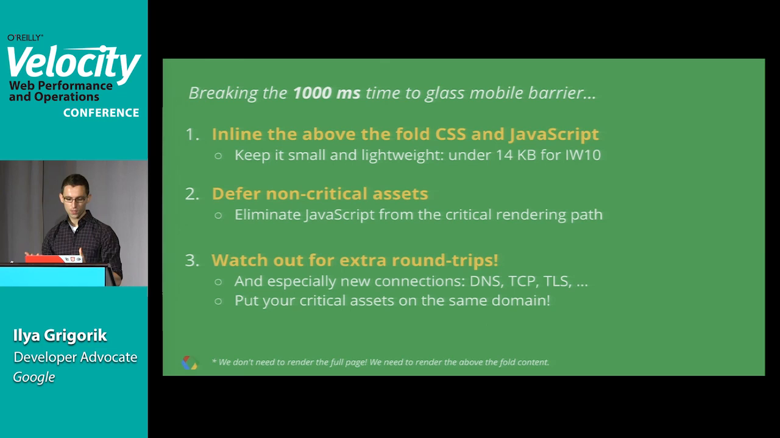So that's first. Second is, you want to defer non-critical assets, and you definitely want to account for every single round trip. You should be able to look at the head of your document and account for every single round trip, and hopefully there are no extra round trips in there. And simple things like, hey, I'll put my CSS or JavaScript on a sharded domain. That is actually an anti-pattern here, because that involves an extra DNS lookup, TCP connection, and all the rest. So you actually want the critical assets to be on the same domain, or ideally, you want them to be inlined and then loaded later.